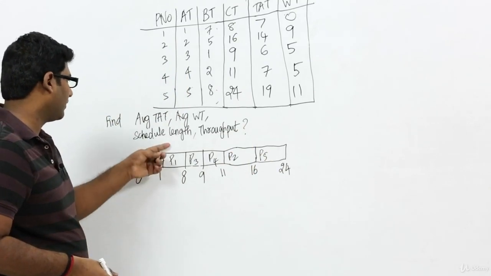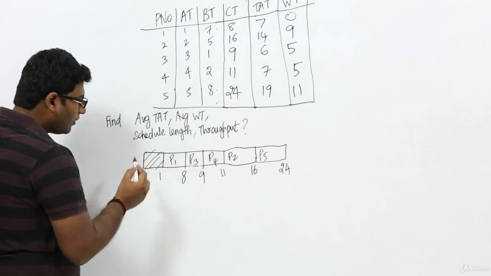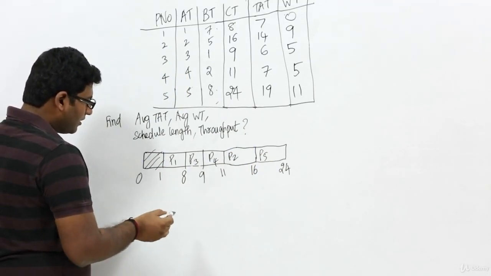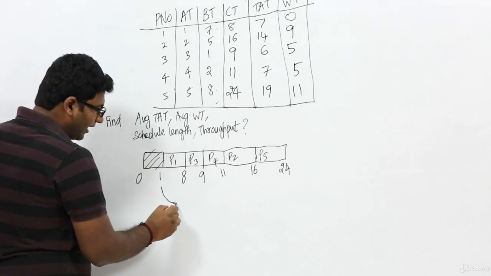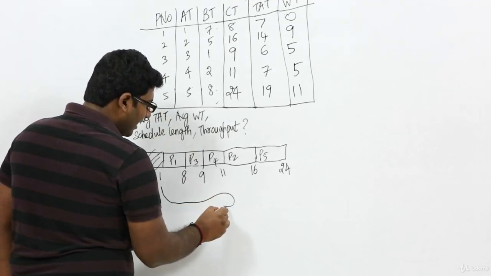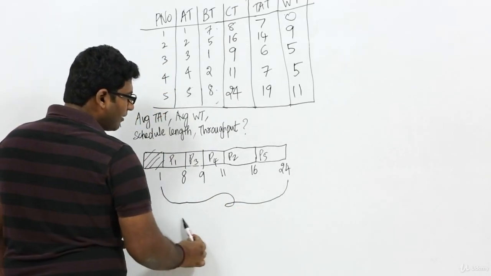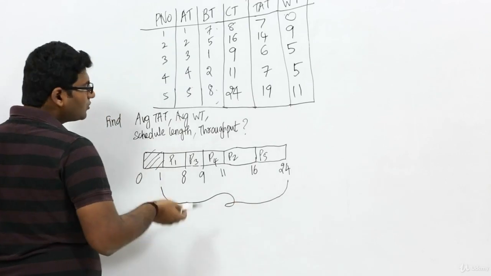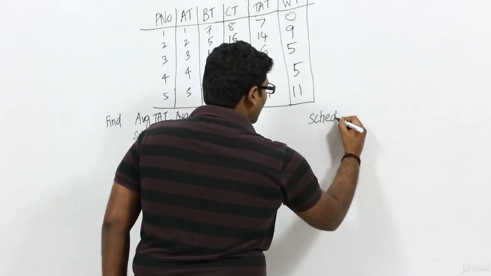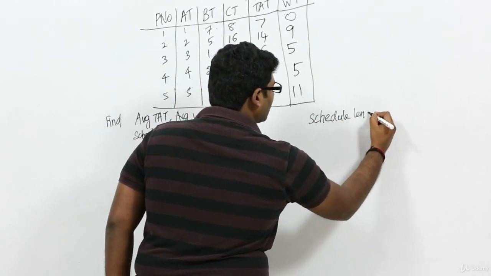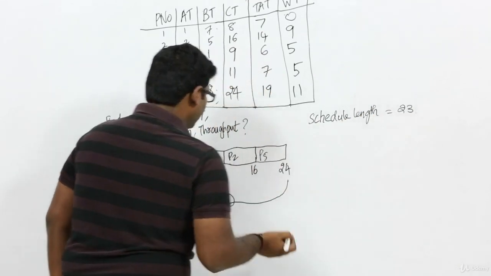Now we need to compute the schedule length. Our scheduling algorithm started scheduling processes at time unit 1, and it was scheduling till time unit 24. So from 1 to 24, how many time units do we have? 24 minus 1 is 23. So the schedule length is nothing but 23.